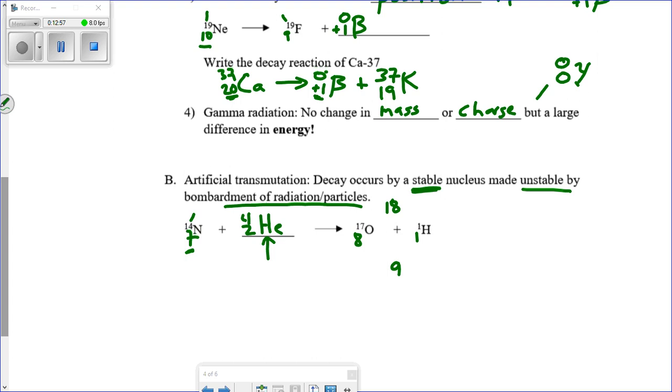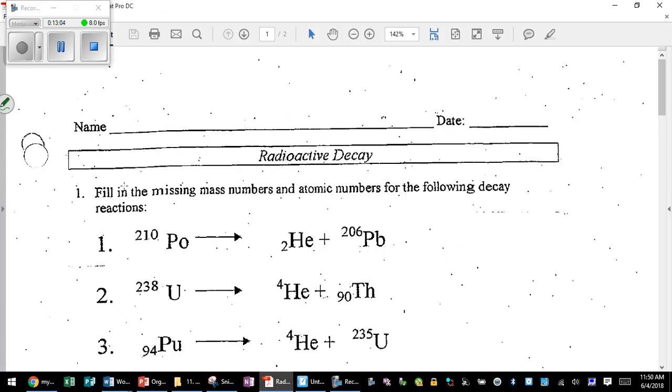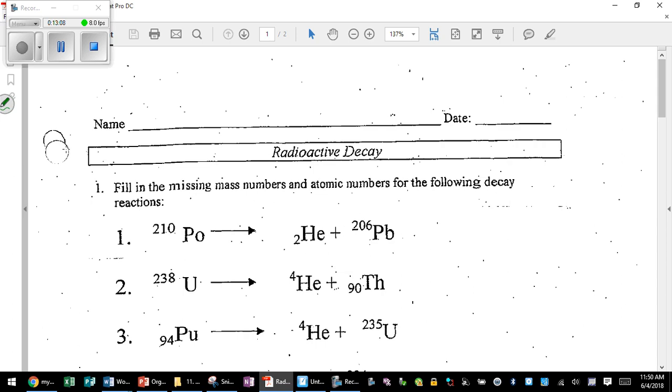Now, what you need to make sure you do next is go to this worksheet, complete this worksheet, and then show it to me, and then you're done with radioactive decay, and you can move on to the next one, which is fission and fusion. If you have any questions, please let me know. If anything didn't make sense, please let me know. Other than that, do this practice worksheet, check it with me, and then you can move on to fission and fusion. Thanks.